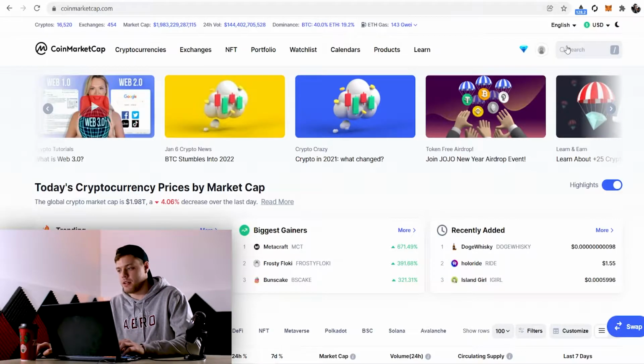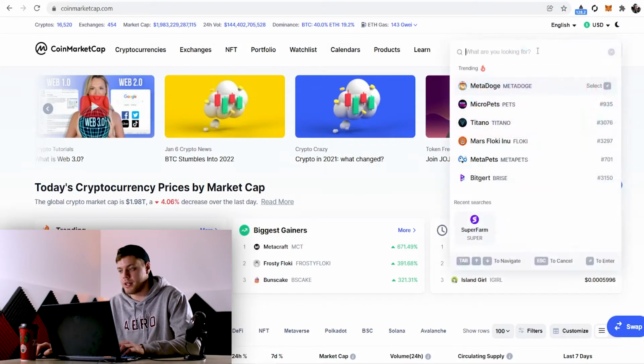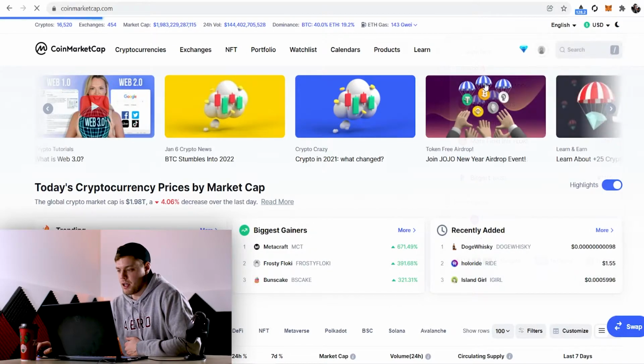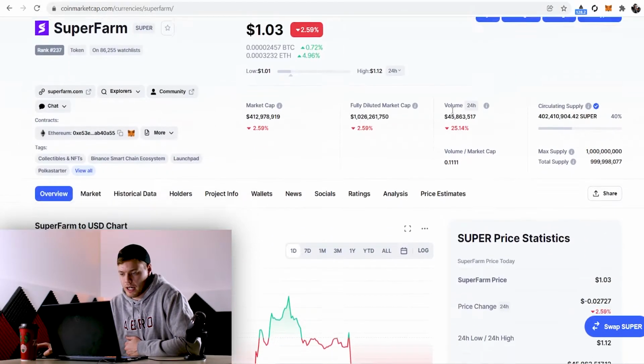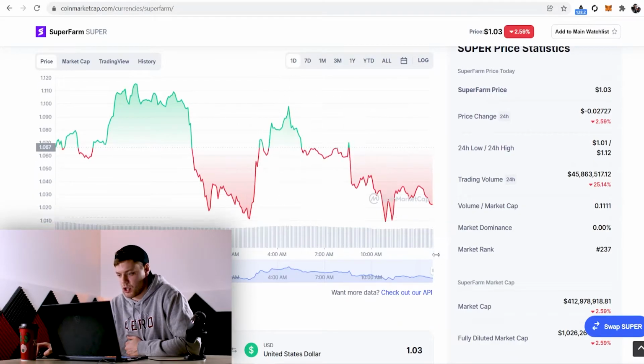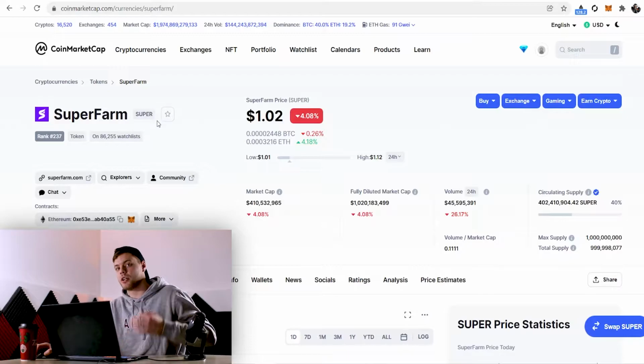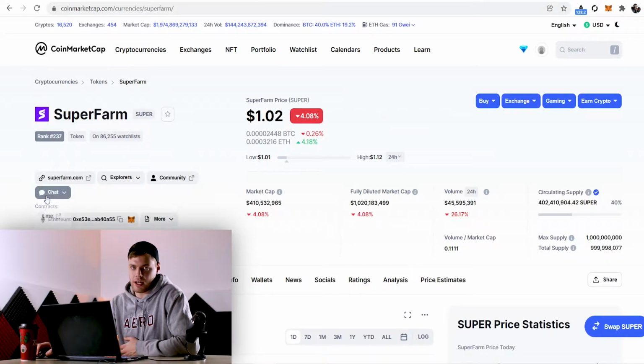So let's say that you watched a YouTube video and your favorite influencer was talking about a coin and you wanted to buy that coin. So let's say you wanted to buy the Super Farm token. I'm gonna search in the search bar here, Super Farm, and you can see it pops up right here. So I'm gonna click that token, and down here you can get all sorts of information, the charts, everything else, yada, yada, yada. But what's really important when you're actually looking to buy these tokens is this right here, the contract address of the token.